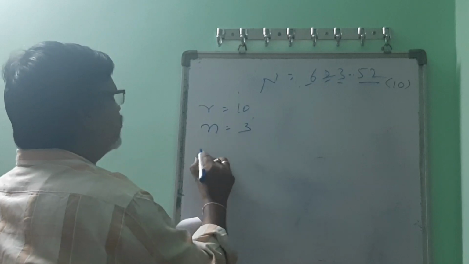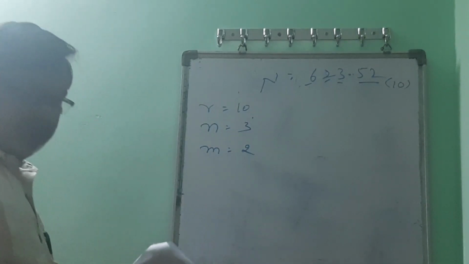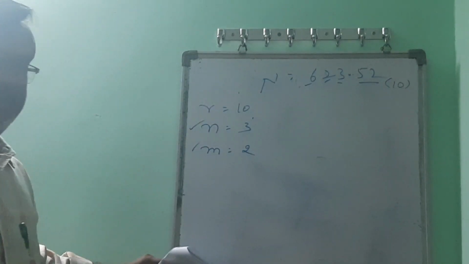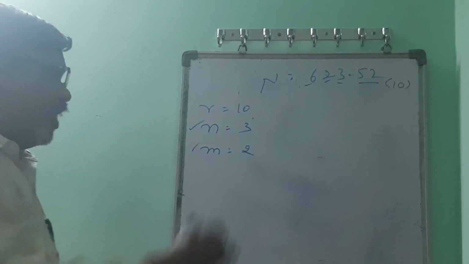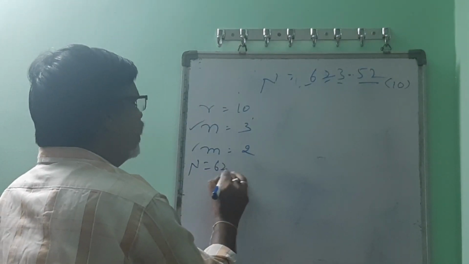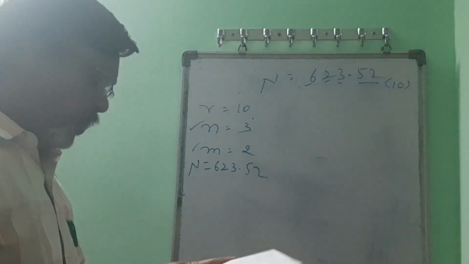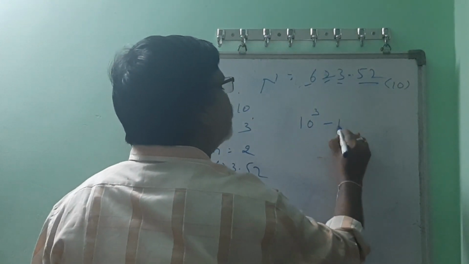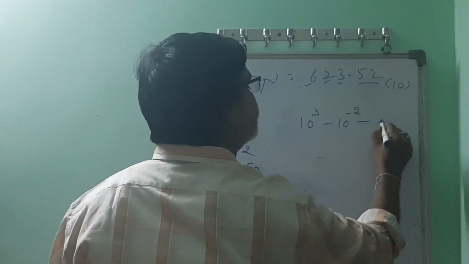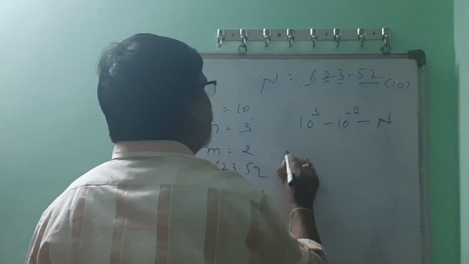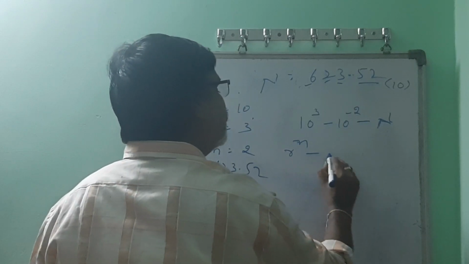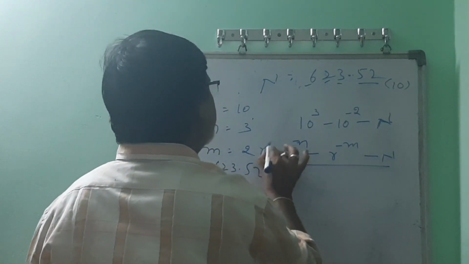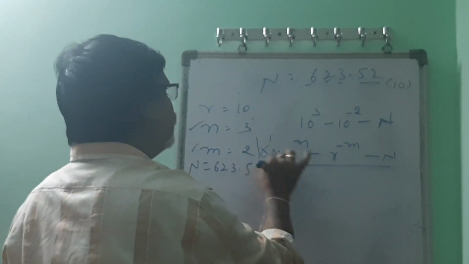So we will consider m is equal to 2. Because we have an integer part as well as a fractional part, we take two positions: small n is equal to 3 and small m is equal to 2. Of course, capital N is equal to your original number. The formula you use here is 10 power 3 minus 10 power minus 2 minus your original number, that is r power n minus r power minus m minus N. This is nothing but the r's complement.